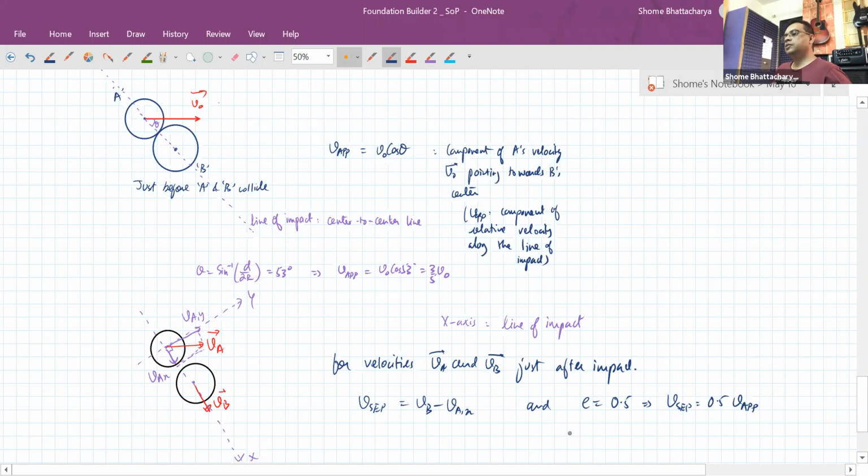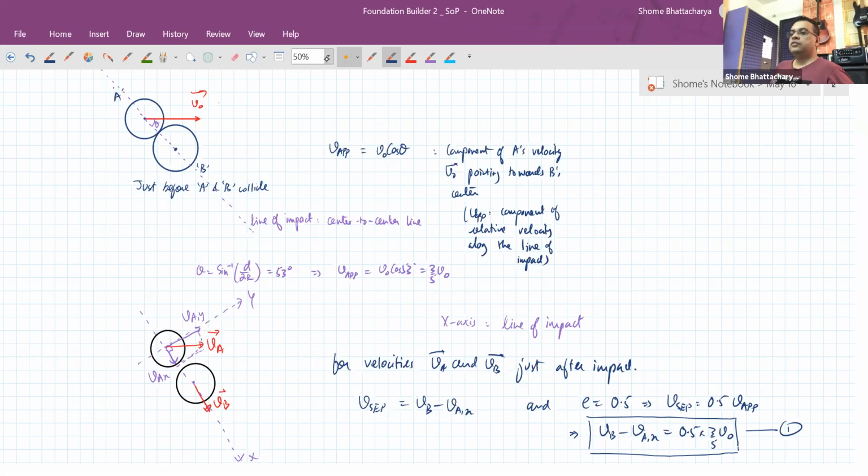So from these equations now we will see that VB minus VA's X component should be equal to 0.5 times approach velocity, which we have seen above, is 3/5 v0. So that becomes our first equation. Okay. And then we have conservation of momentum, which we will apply.